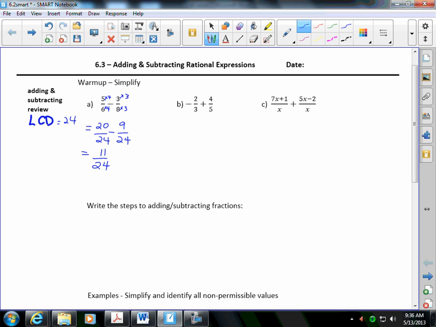So negative 2/3 plus 4/5. What's my lowest common denominator of 3 and 5? Okay, so that means for the first fraction I have to multiply by 5. The second fraction I have to multiply by 3. So I have negative 10 over 15 plus 12 over 15 equals 2 over 15. And again, you can't reduce, so you leave it.